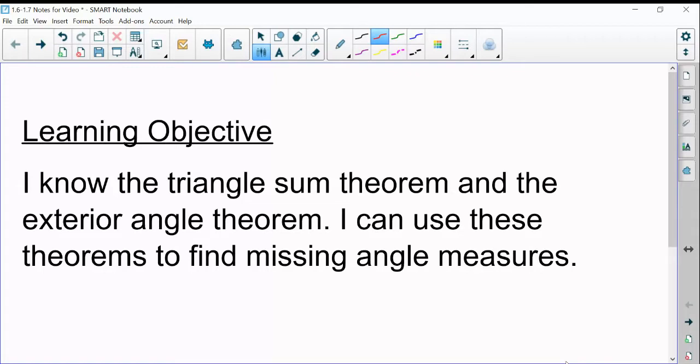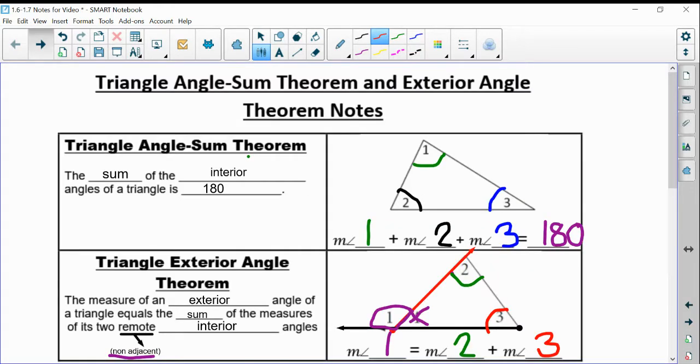Alright, so today our objective is that you're going to know the triangle sum theorem and the exterior angle theorem and be able to use these theorems to find missing angle measures.